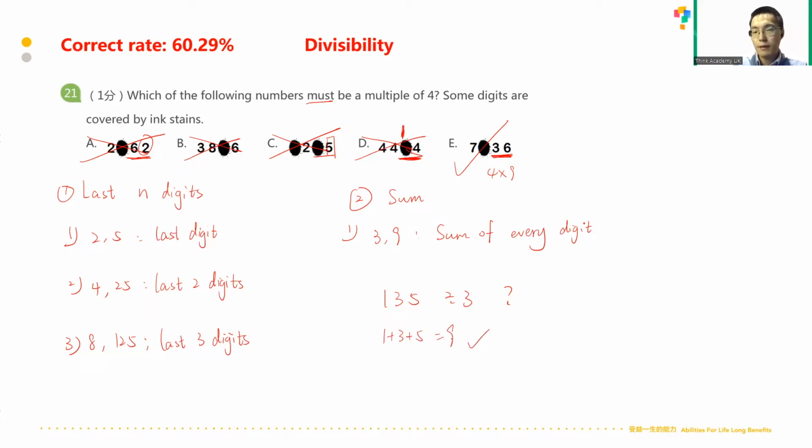So 9 is a multiple of 3. Yes, it is divisible by 3, 9. So 135 is divisible by 3. And it's the same story for 9. And then there's a second type. The second type is called 33 and 99. So for this type, we will be looking for the sum of every 2 digits.